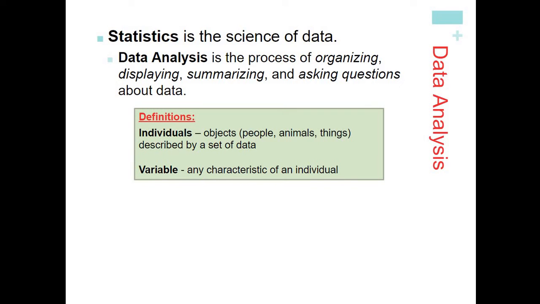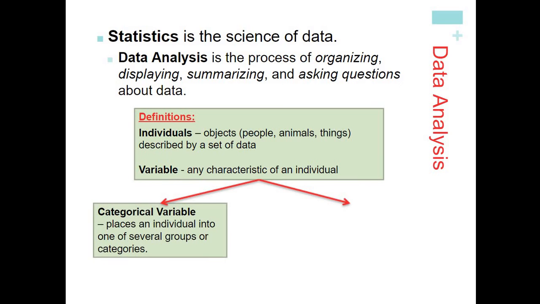What is the definition of individuals? An individual is an object, like people, animals, or things, described by a set of data. What is a variable? A variable is any characteristic of an individual, any characteristic of people, animals, or things. It can be color, it can be height, and so on.